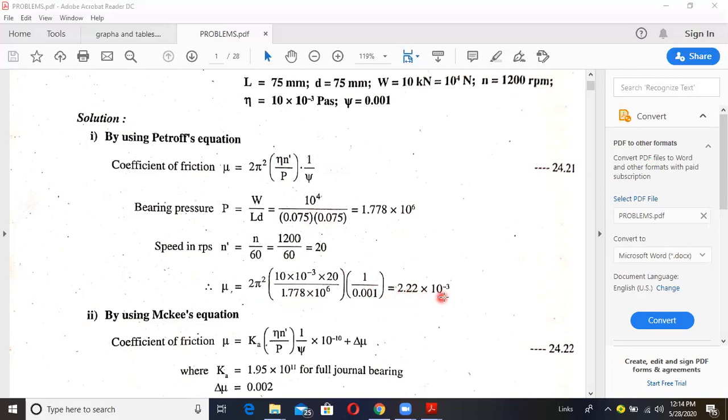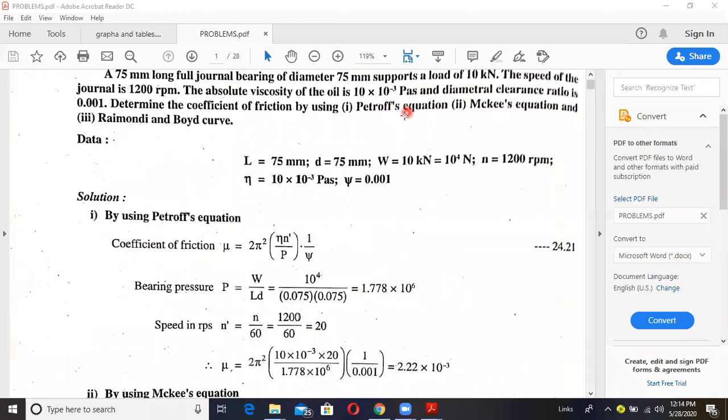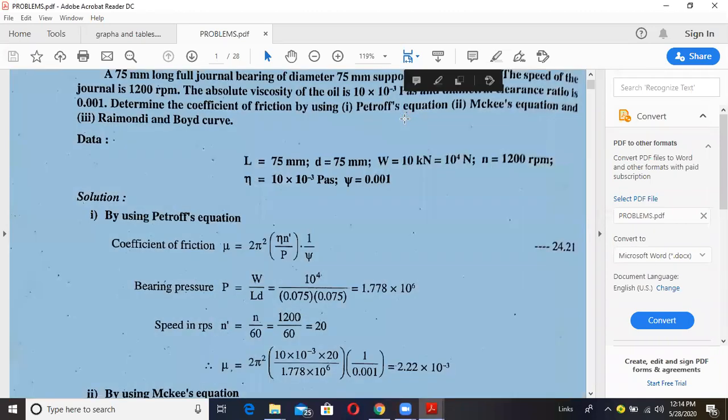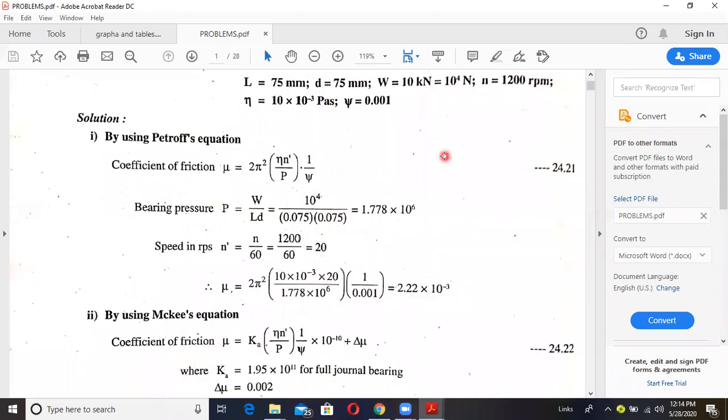We got 2.22 into 10 to the power of minus 3, based upon Petrov's equation. So that is the first unknown we have calculated. Next unknown, again we have to calculate mu based upon Mackey's equation.